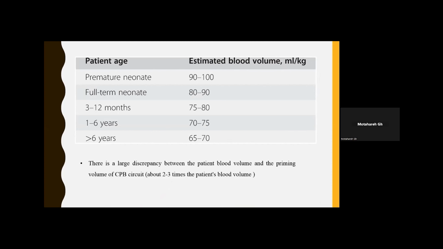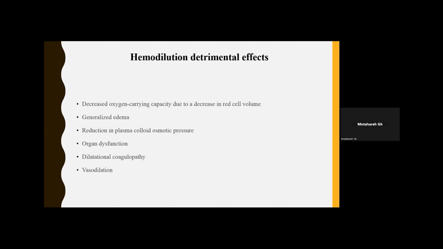patient's blood volume. Imagine a 3-month-old baby with a weight of 6 kilograms has about 240 cc of circulating blood volume. Now, this volume of blood should be diluted with at least 700 cc prime solution available in the tube of the bypass machine and impose acute hemodilution that can disrupt blood supply and oxygen supply to body organs.